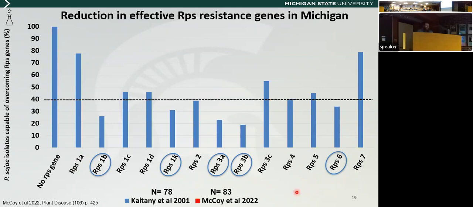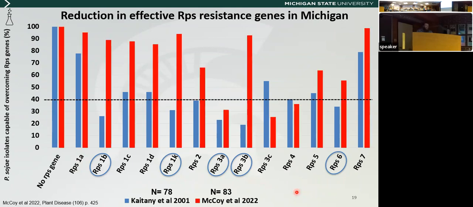When we went through and did our study 20 years later, what we found was pretty interesting. We found that predominantly the entire RPS1 loci was no longer effective for management here in Michigan. Now remember, RPS1C and RPS1K are our two most widely deployed resistance genes in the US and Canada. So this presents an immediate concern for those Phytophthora positive fields in Michigan.